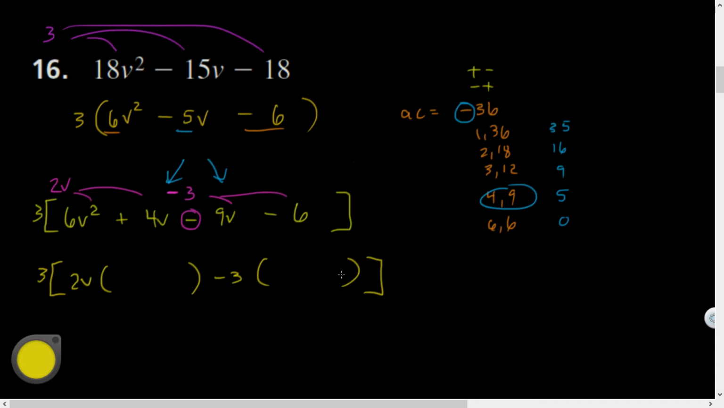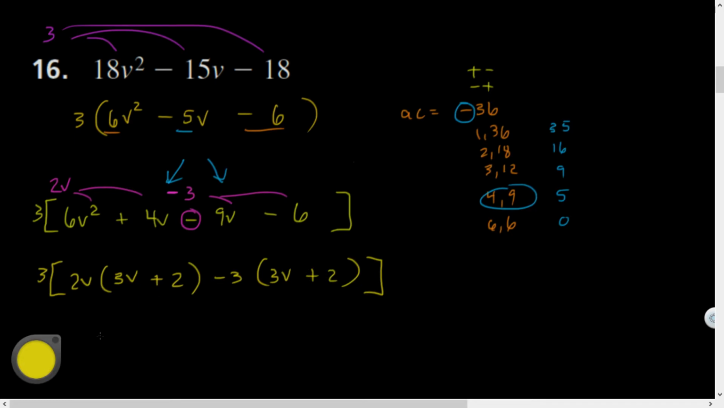So let's see. 2v factored out. Now the question is, what goes here? 2v times what is 6v squared? 3v, and v times v is a v squared, so I need a v in that one. And 2v times 2 would equal 4v. Now we're hoping for the same thing here, but don't just go assuming that it's going to be. Negative 3 times 3 is negative 9, because I already got the minus right here. And -3 times a +2 would equal a -6.